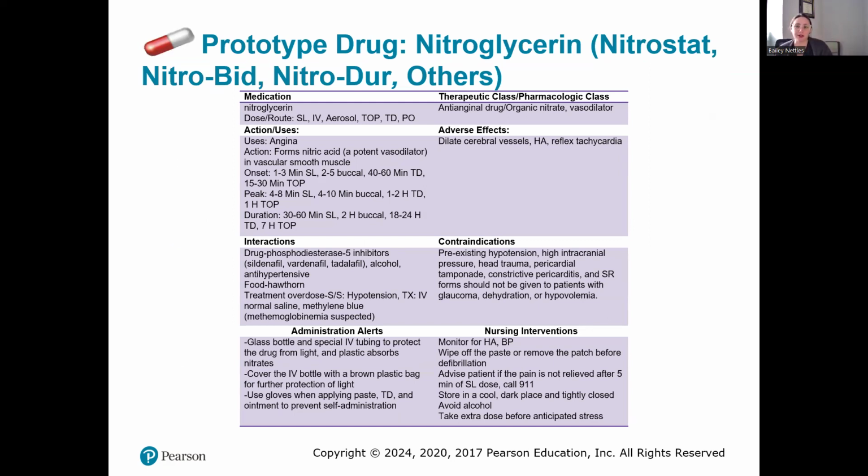So we use it for, and this is nitroglycerin. It's sublingual, IV, aerosol, topical, transdermal, and it's even a PO. It's used for angina. It's a potent vasodilator. Okay. It's pretty fast onset. It can dilate your cerebral vessels.